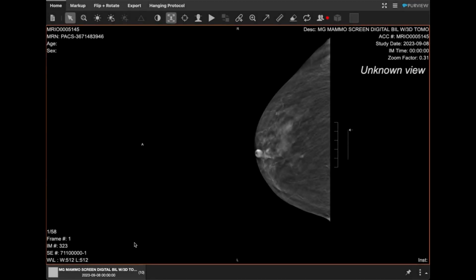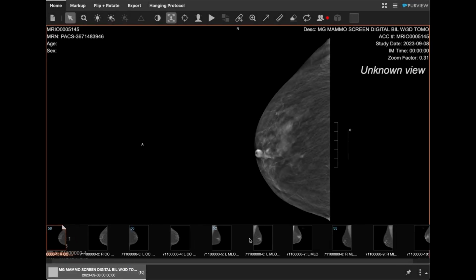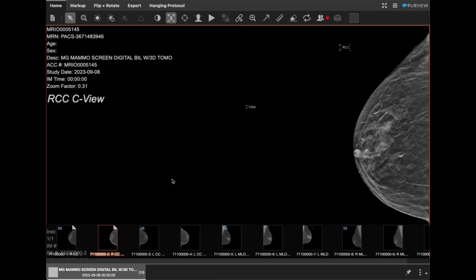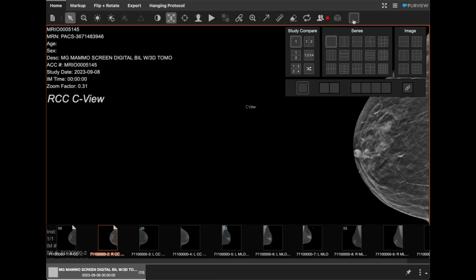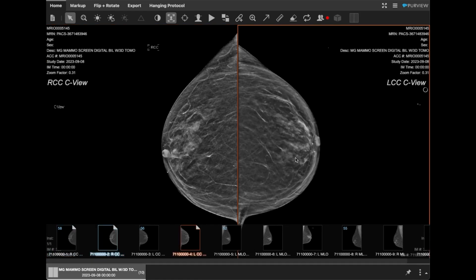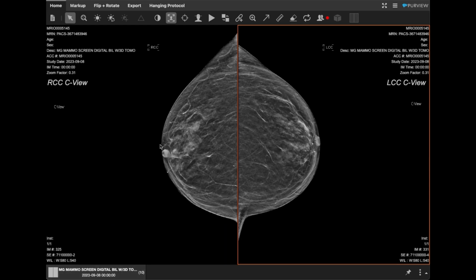So to get oriented, all of our images are down here. As you would expect, those that have a number are a tomo sequence with multiple slices. These here are a still or composite image. So first, just to get your images hung correctly, if you like the side-by-side, you can click this 2 series and hang things according to your preference. So here's a bilateral CC view. And then to get rid of these images, just click this icon.